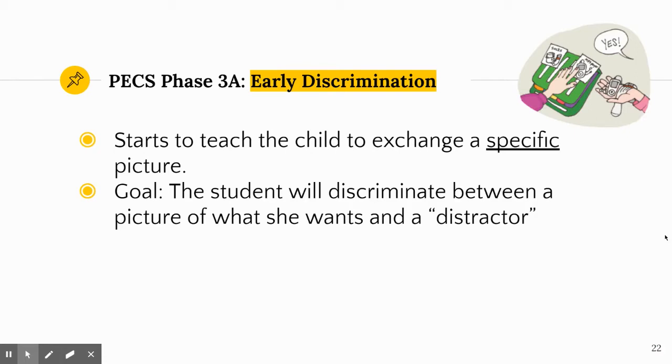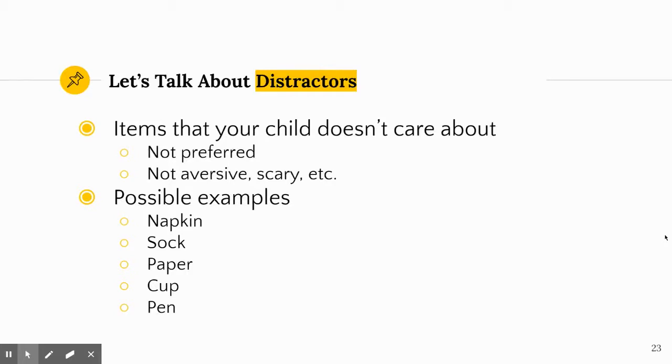So the goal of phase 3A is that the student will discriminate between a picture of what she wants and a distractor item. So let's talk about distractors. Distractors are any items that your child doesn't care about. So we want them to be pretty neutral. They're not preferred, meaning your child doesn't like them, but they're also not aversive or scary. So we don't want your child to be terrified of the distractor. We just want it to be something that they definitely don't want. Some possible examples are napkin, sock, paper, cup, pen, really anything that they just don't care about.